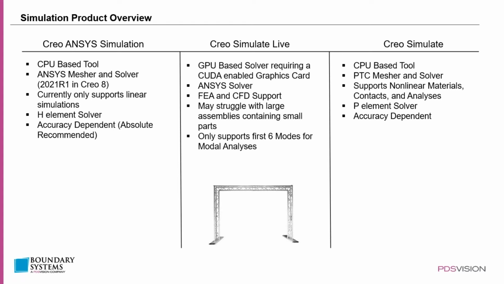A little bit more on the technical side, Creo ANSYS Simulation is an H element solver compared to the P element solver, and also is accuracy dependent. So it is very much recommended to have absolute accuracy on your part files and assemblies when you're using Creo ANSYS Simulation. That is a default setting in Creo 7 actually for new parts getting created there, but that is something that goes into the solver of Creo ANSYS. So Creo ANSYS Simulation.